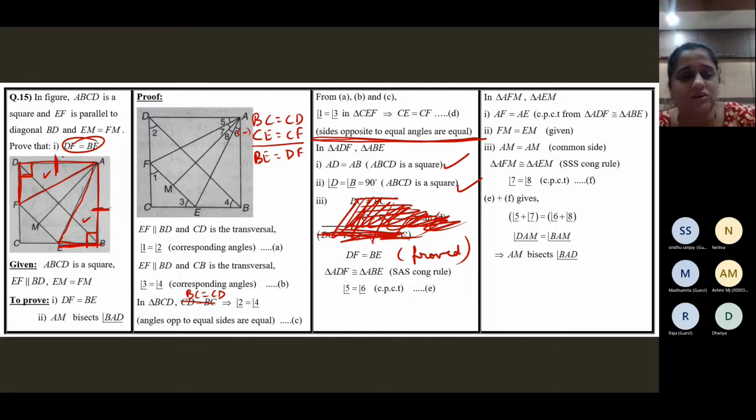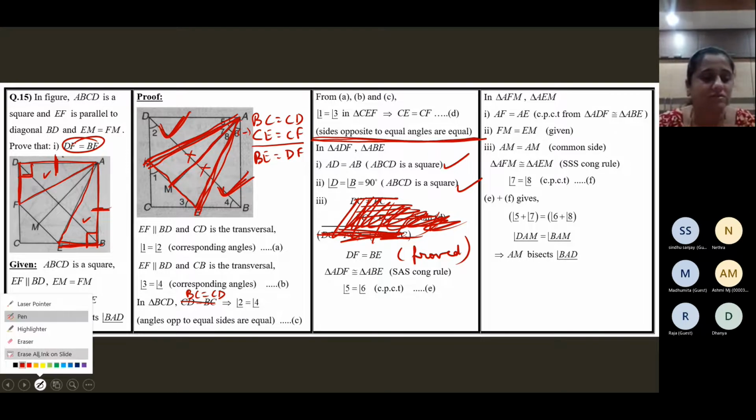Now, children, the same way, take up these two triangles, this one and this one. Show that they are congruent. Again, we have all the information. In this triangle and in this triangle, AM happens to be the common side. We got one information. And then AF is equal to AE because we proved that these two triangles are congruent. So by CPCT, AF of this triangle will be equal to AE of this triangle. We are not given that AF is equal to AE, but since these two triangles are congruent, we have AF is equal to AE. That's another information.